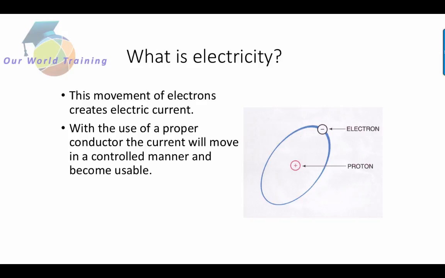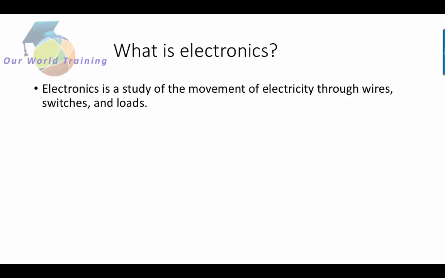Then we have to have something that the current runs in. That's the conductor. So with the use of a proper conductor, the current will move in a controllable manner that becomes usable. And I'll show you an example of a circuit in a moment here. So when we talk about electricity, it's the movement of the current. Electronics is the study of the movement of electricity through wires, switches, loads, and other devices.